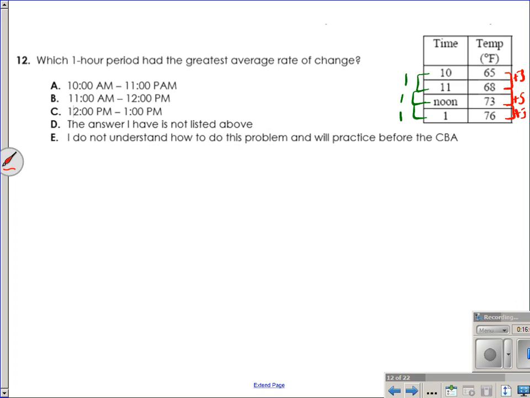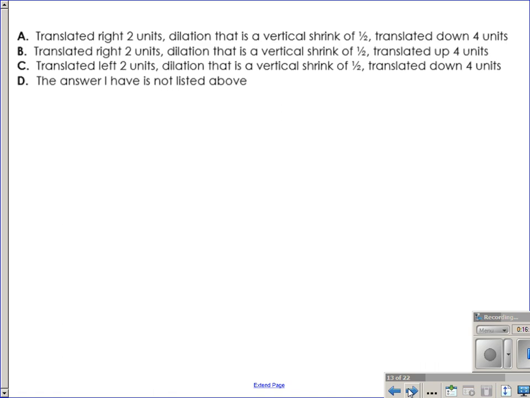So where did it change the most? Well, when it went up 5 degrees, which was from 11 to noon. 11 to 12 p.m. is answer B. Okay? Number 13.